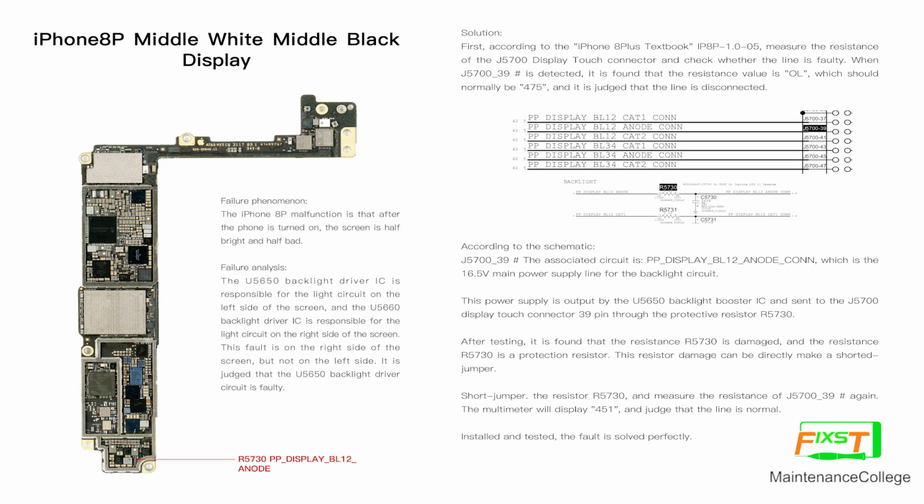So we confirm that the U5615 backlight driver IC current has a problem. At first, we need to check all the resistance of the J5700 display touch connector to check whether the line has a problem. When we test this pin, we find that the resistance is OL. It means that this line is an open line.